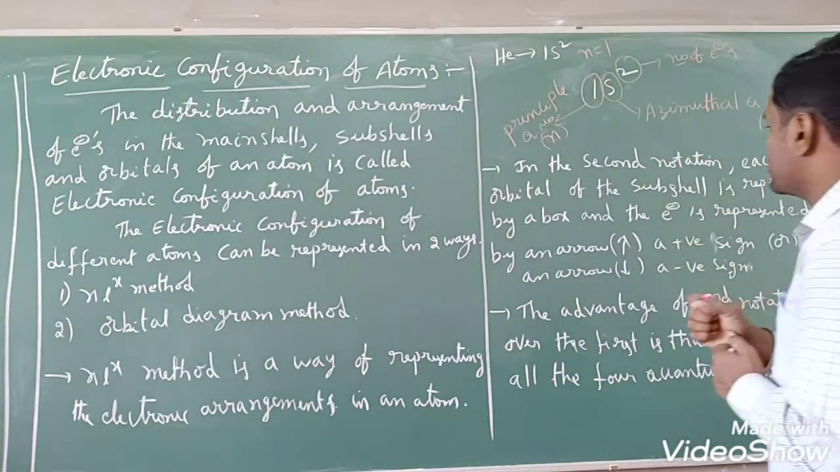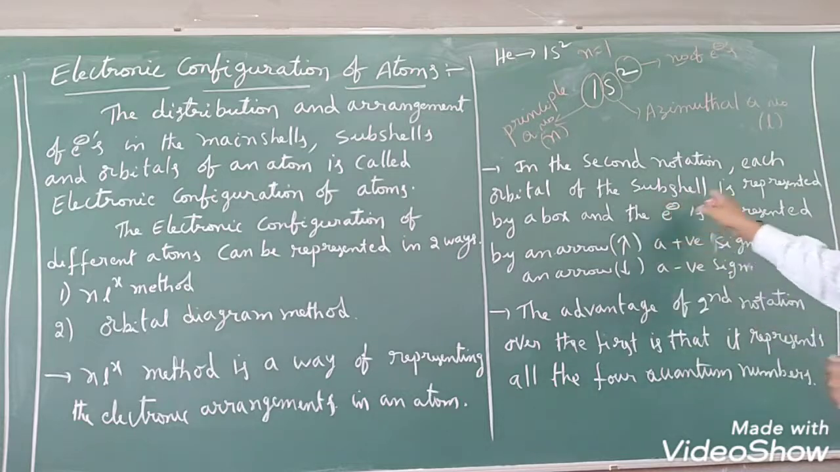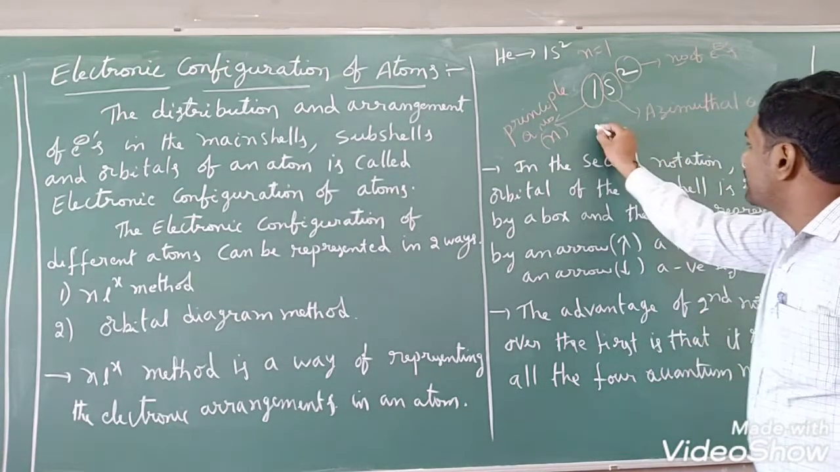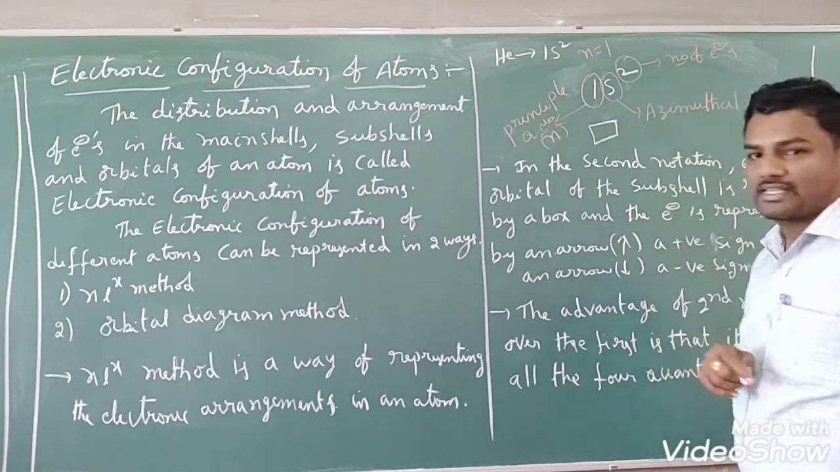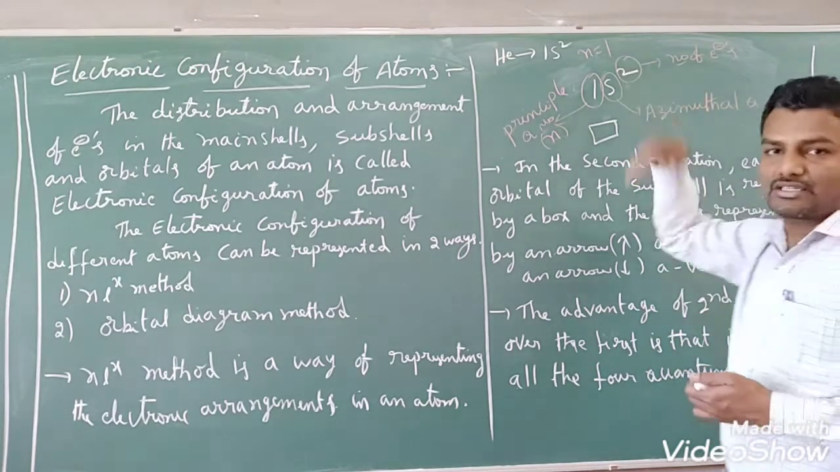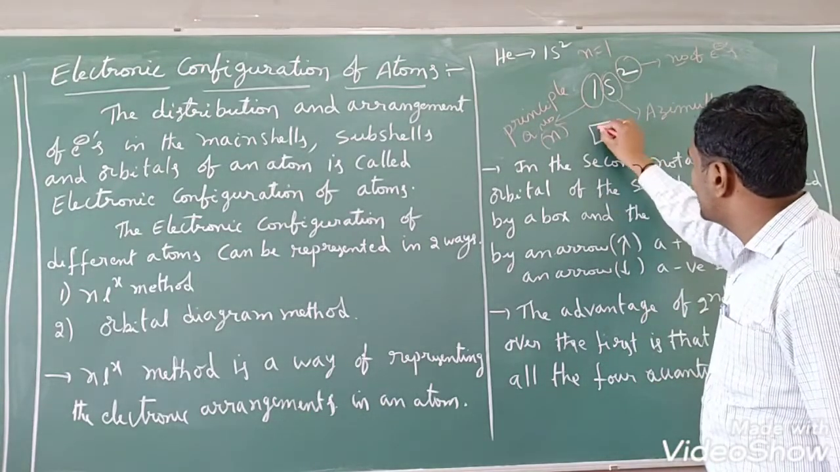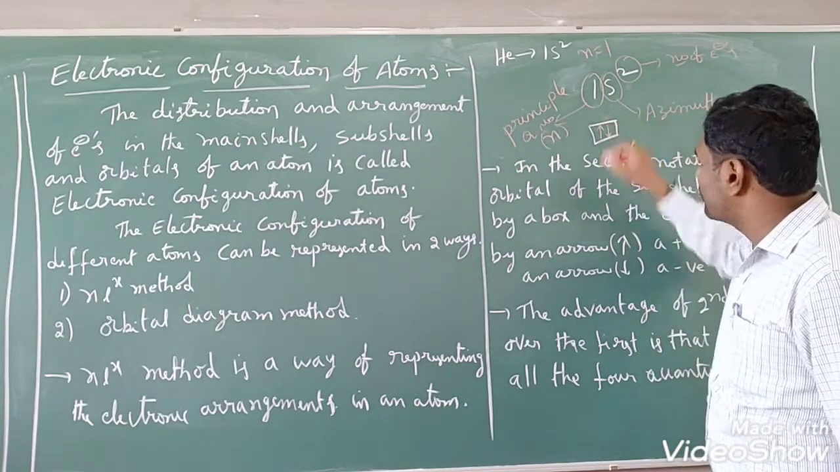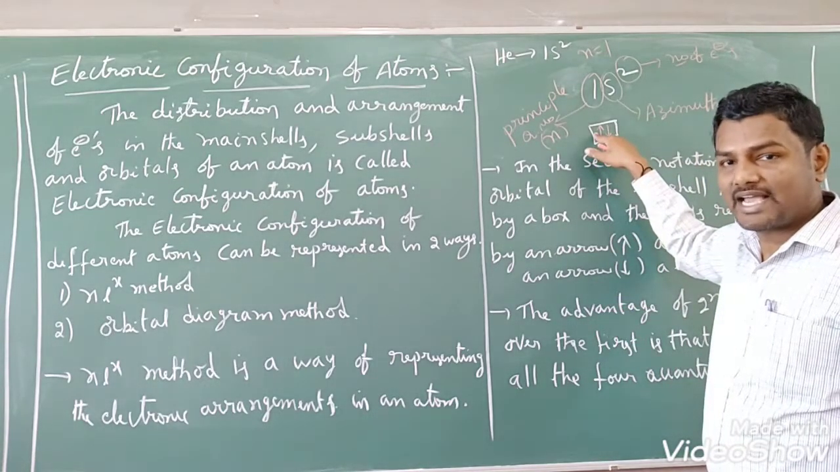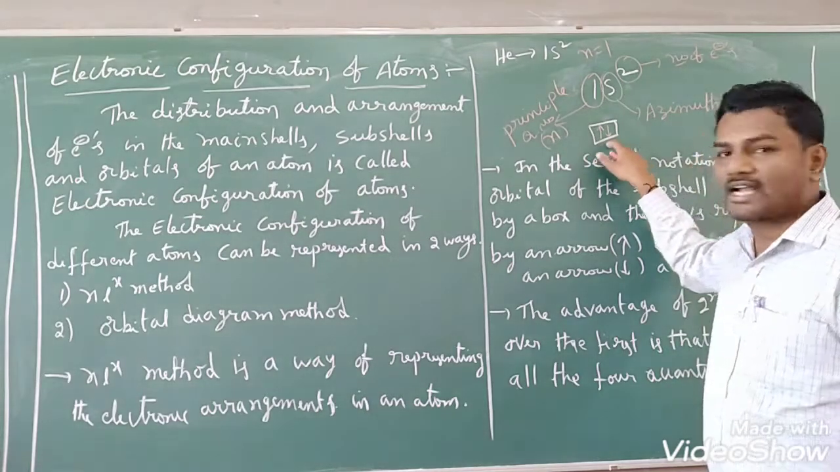Next, the second notation, that is the orbital diagram method: each orbital of the subshell is represented by a box. That means with 1s2 only, we can represent it with a box like this. In that box we can represent the electrons. How many electrons are present in this? 2 electrons. You can represent one with an upward arrow and the other with a downward arrow. Upward arrow is indicated by plus sign, downward arrow by negative sign. This is the use of the second notation.